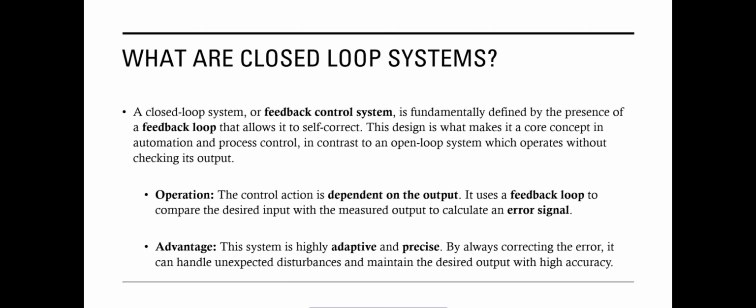Operation: the control action is dependent upon the output. It uses a feedback loop to compare the desired input with the measured output to calculate an error signal. The advantage of this system is it's highly adaptive and precise. By always correcting the error, it can handle unexpected disturbances and maintain the desired output with high accuracy.